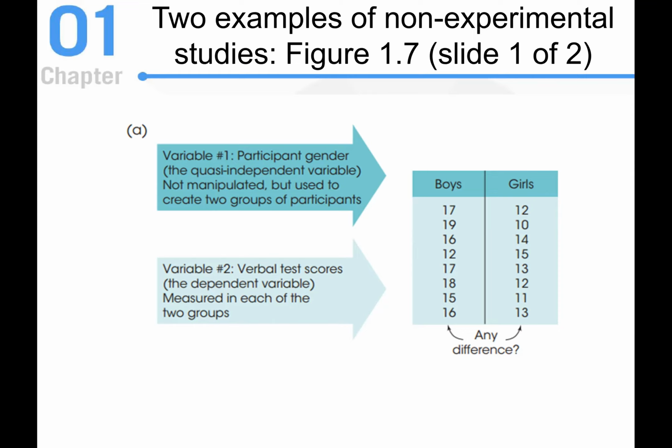In this kind of example, I'm going to be comparing verbal test scores. So there's a boy group and a girl group, and I give them some kind of test, and then I measure their verbal test scores to see if there's any kind of difference between the boy group and the girl group. So that's one example of a non-experimental study.